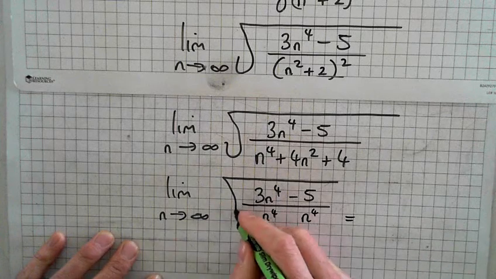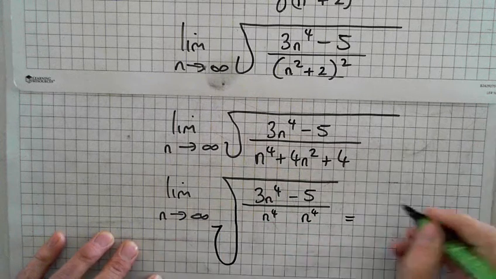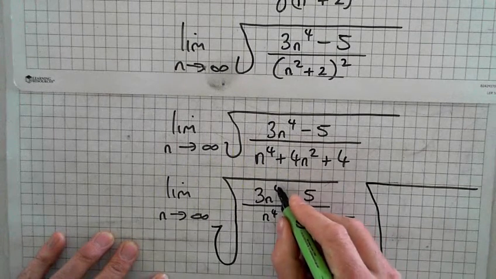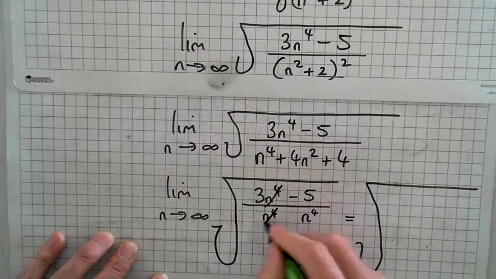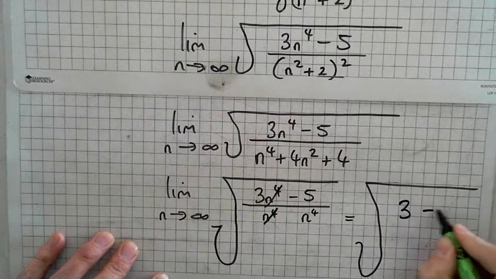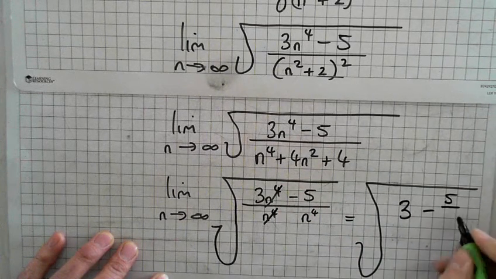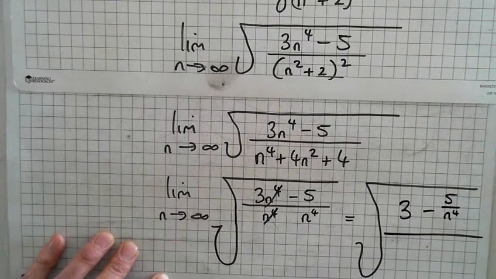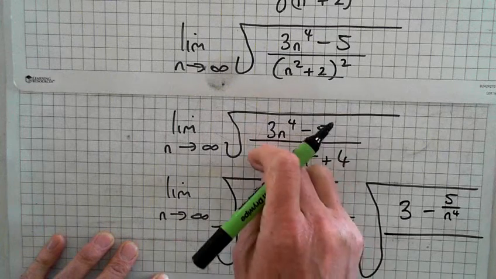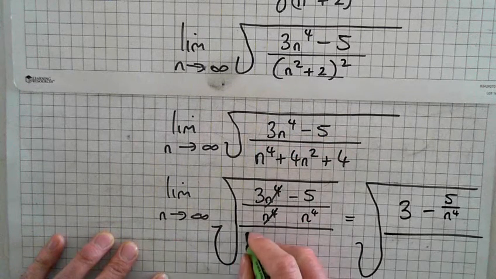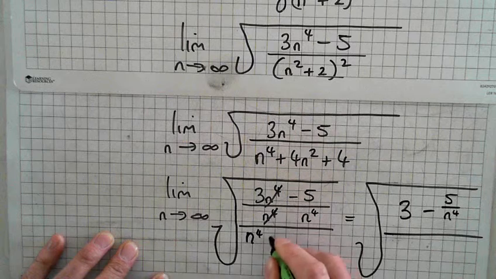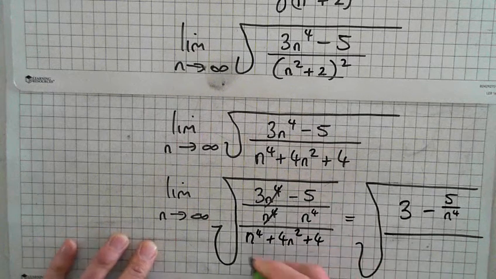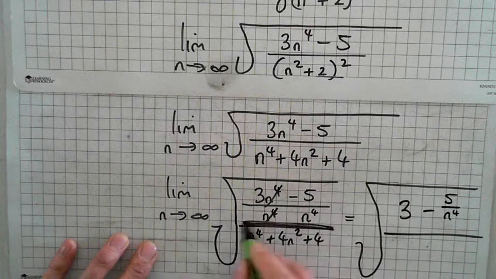I'll make that square root sign bigger. Yeah, so the n to the 4 and n to the 4 cancel, and you're left with 3 minus 5 over n to the 4. That's the top bit done. Now we'll do the bottom bit of the sum, n to the 4 plus, we'll write this down, and divide each one of those by n to the 4.